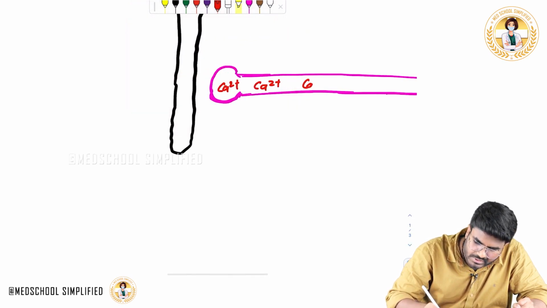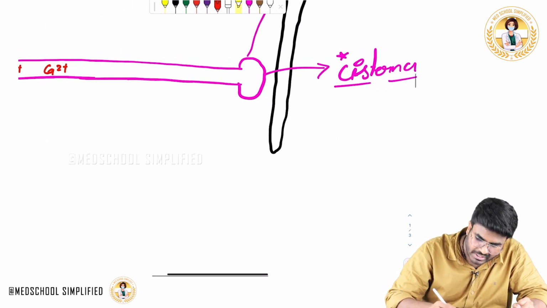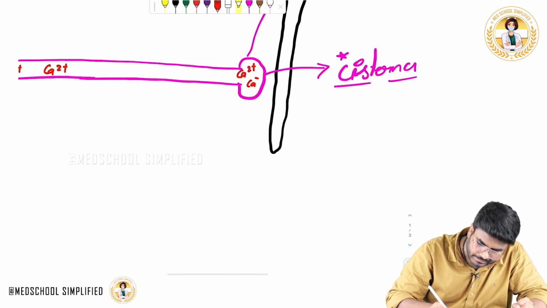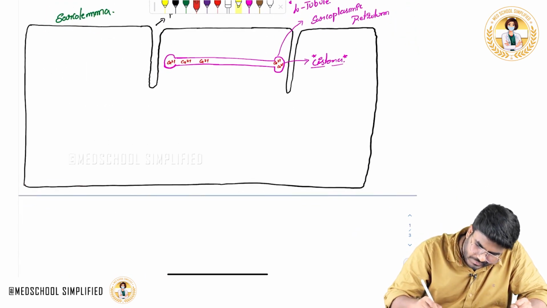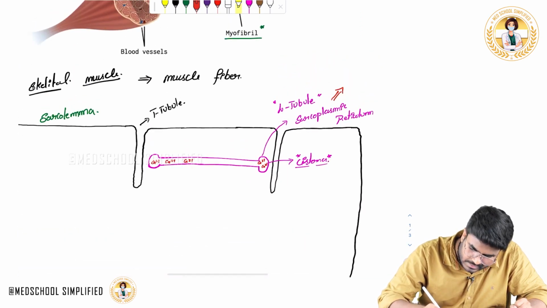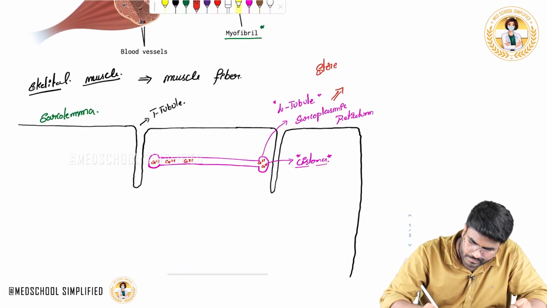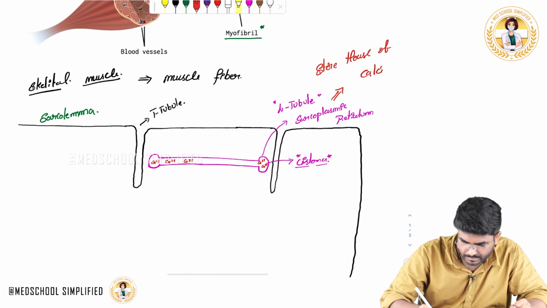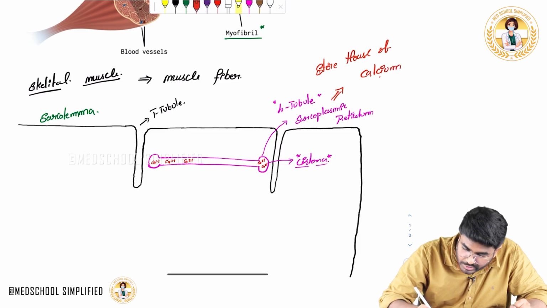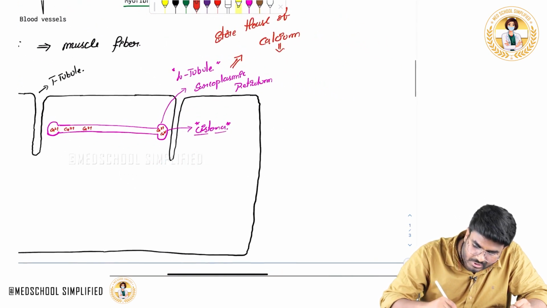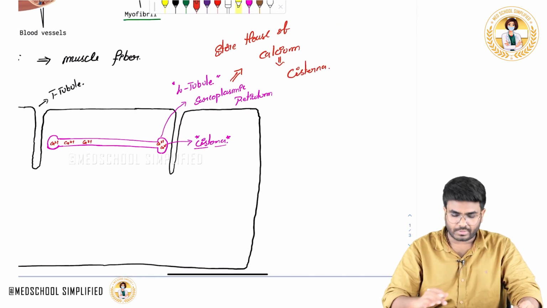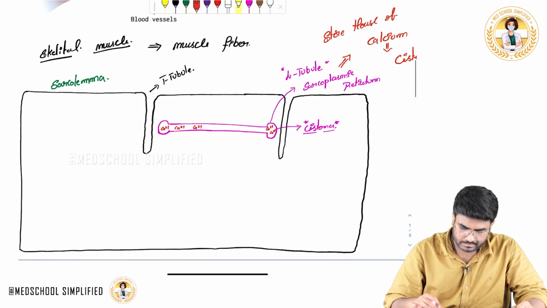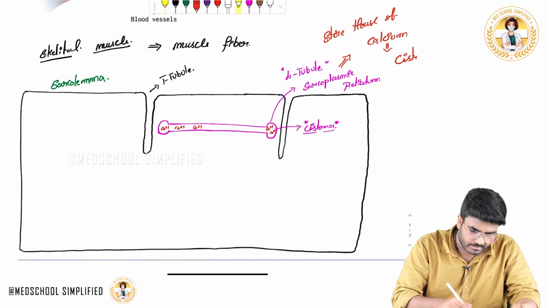So sarcoplasmic reticulum is the storehouse of calcium. Especially the calcium is going to be concentrated in the cisterna region. So let me write here, sarcoplasmic reticulum, it's a storehouse of calcium, where calcium is going to be stored, especially concentrated in the cisterna region. Okay, done. Now, what else you should know?